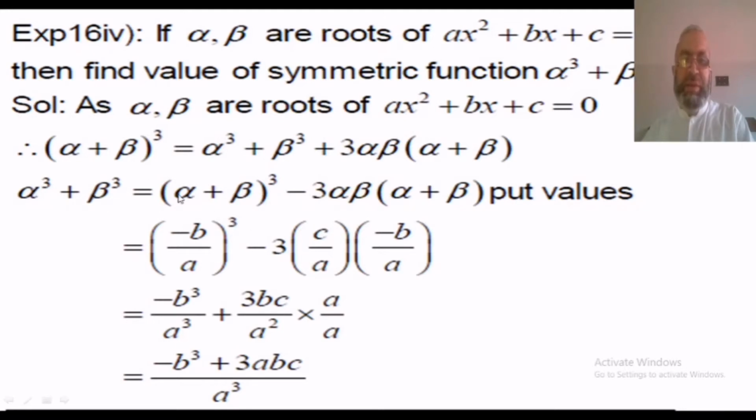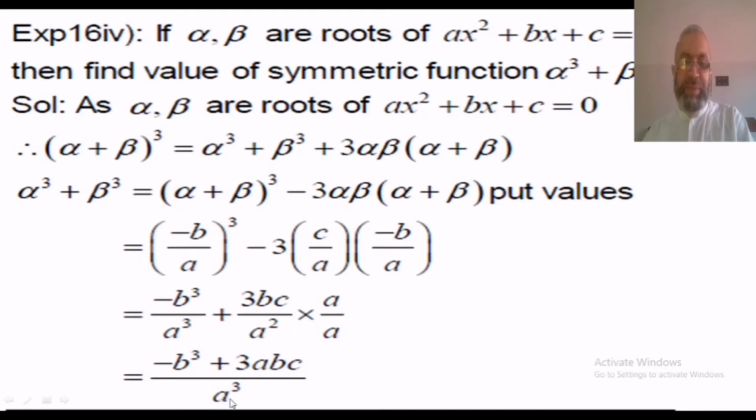So alpha cube plus beta cube is changed into sum and product of the roots of the given quadratic equation. Putting the values of sum and product in this relation: sum of the roots, minus b by a, cubed, minus 3 into the product of the roots, c by a, into the sum of the roots, minus b by a. Simplifying, that becomes minus b cube divided by a cube, and minus minus becomes positive, plus 3bc divided by a square. Now multiply and divide by a to get a cube, the same LCM.